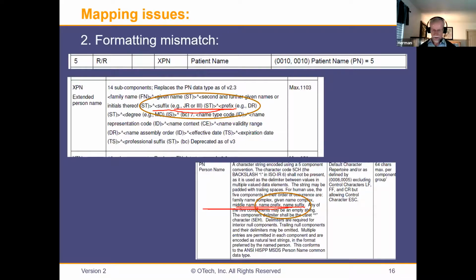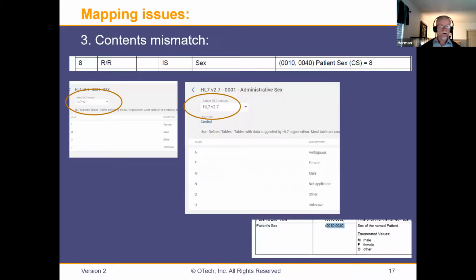So, formatting mismatch. What else do we have? Well, we have some mapping issues, and that has to do with the fact that sometimes there are tables that have predefined values in HL7 and in DICOM. Again, I just took an arbitrary one that I happen to be familiar with. Let me look at the patient sex. In HL7 2.1, there are 4 values: F, M, O, U. In HL7 2.7, remember the different versions in HL7, 2.3, 2.4, 2.5. You might have 2.3, 2.3.1, 2.7. There's actually all the way up to 2.9. You very likely have 2.3.1 or 2.5.